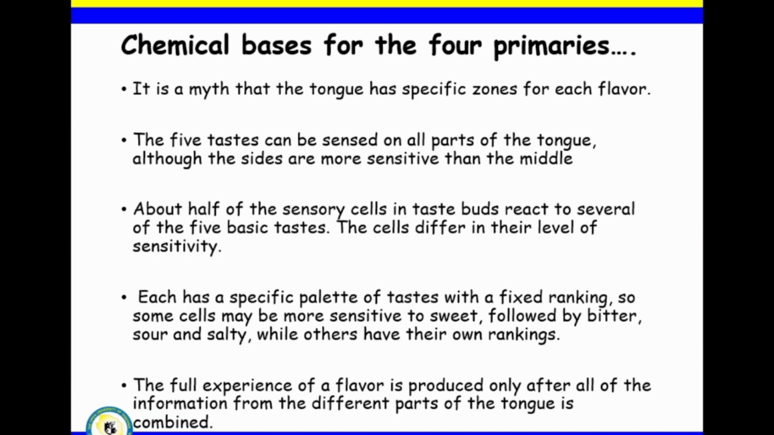The full experience of a flavor is produced only after all of the information from the different parts of the tongue is combined. So the information is sent to the brain, whereby the brain can interpret the flavor in general.